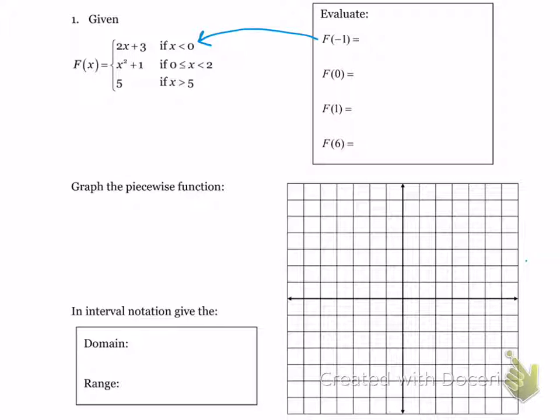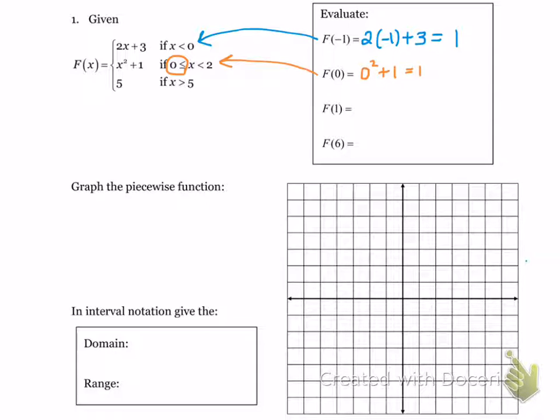So, this means I'm going to do 2 times -1 plus 3, and that gives me 1. So then f of 0 falls into this category because we have the equal to 0 on this inequality symbol. So we have 0 squared plus 1, which equals 1.